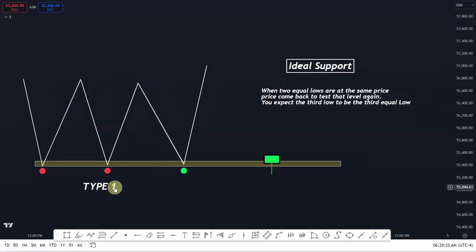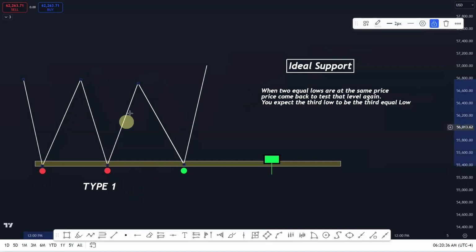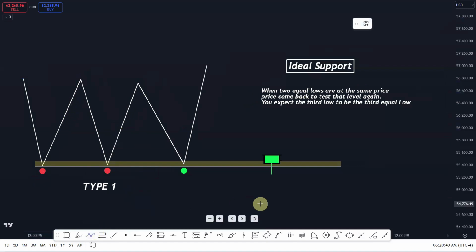This is a type 1 example of support and resistance, when two equal lows are at the same price. This is the first low. Price gives us this low and then goes up from it. The price comes back to this level again, and then again rejects it by giving us this high. So for the third time when the price comes back to this level, this low is expected to be a third equal low by the support and resistance traders, because the first time when the price rejected, it gave us a good momentum.